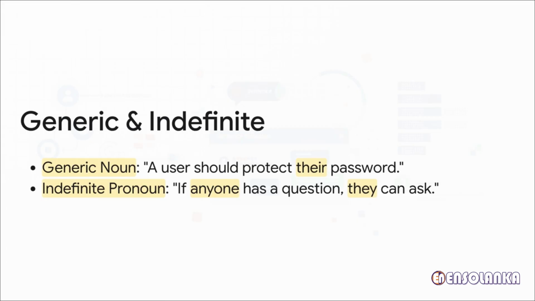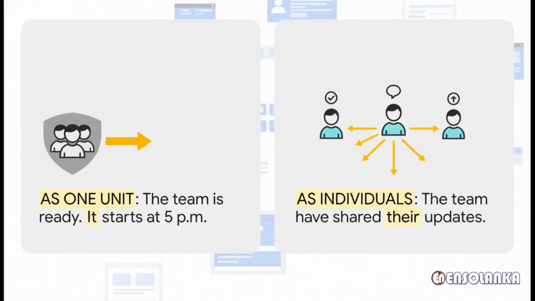So, what do you do when you're talking about a generic person, like a user or anyone? Well, the modern and honestly the most widely accepted solution is to use the singular they or their. It's clear, it's inclusive, and it avoids those really awkward constructions like his or her. Now, collective nouns like team or company can be a little tricky, but here's the key. Are you talking about them as a single unit or as a group of individuals? If it's one unit, use it. But if you're highlighting the individuals within that group, then you use they or their.